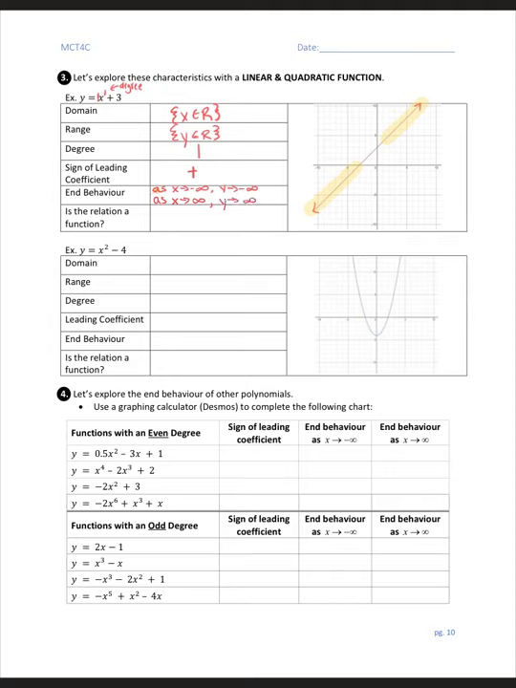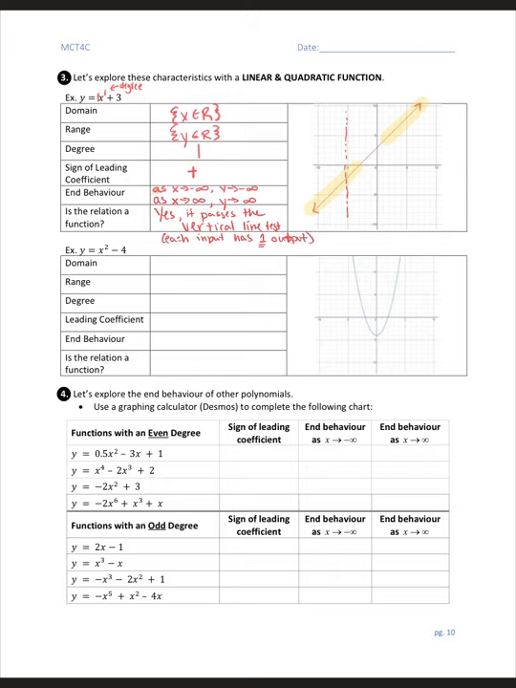And then, is this relation a function? If we draw a vertical line anywhere on the graph, is it only going to cross it once? Yes, it is. So we'll say yes, it passes the vertical line test. Each input has one output, only one output.